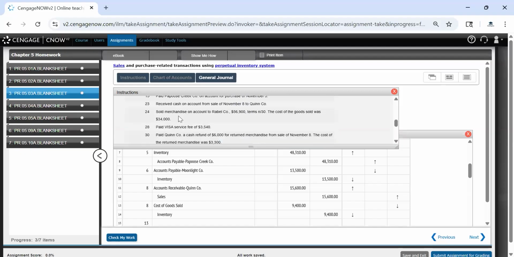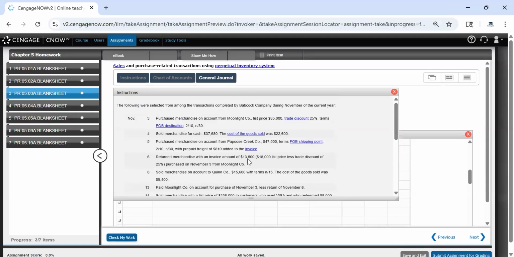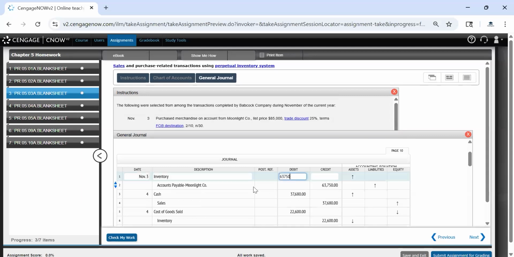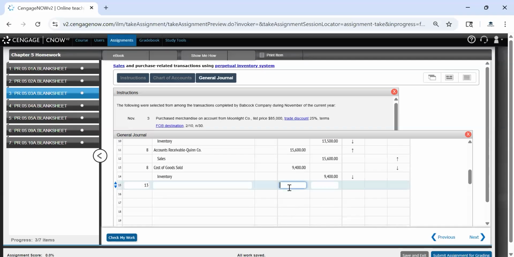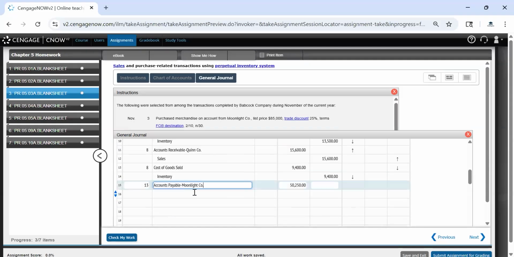In this case, we are paying the remaining amount of the invoice. To calculate this amount, we have to take the original amount that we accrued for the inventory, which was less the trade discount. So we have our 63,750. We then subtract the 13,500, and that's the amount that's remaining on this invoice. That comes out to 50,250. And that's going to be our debit to accounts payable for Moonlight Company.